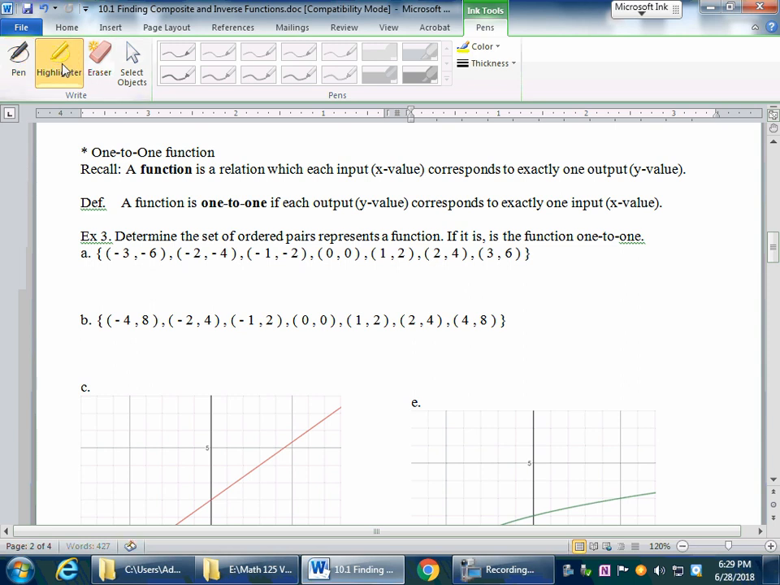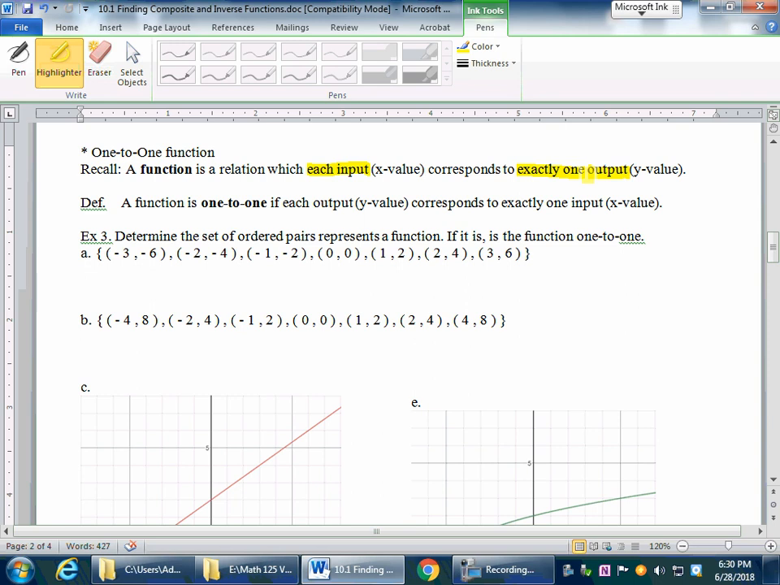I want to recall what a function is again. A function is basically a relation, right, where for each input, which is for every x value, it corresponds to exactly one output value. So that is something that we want to review. For every x, there is exactly one y value.